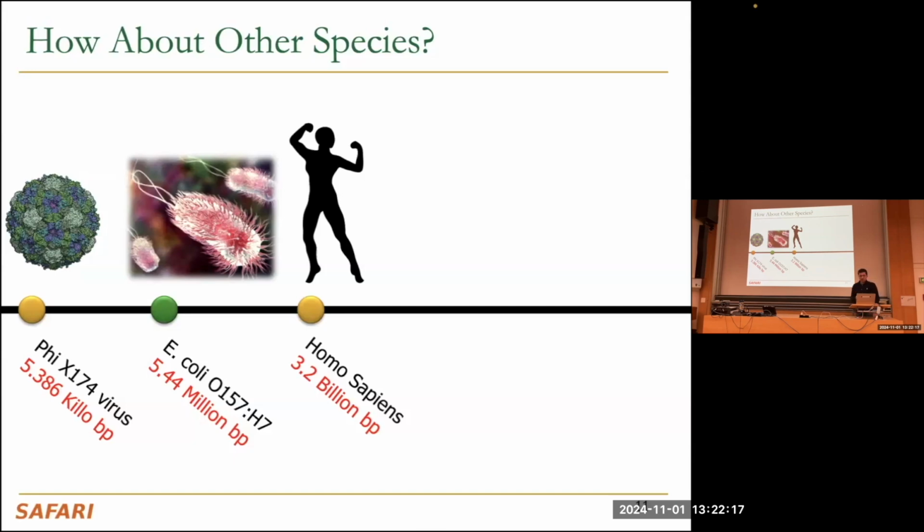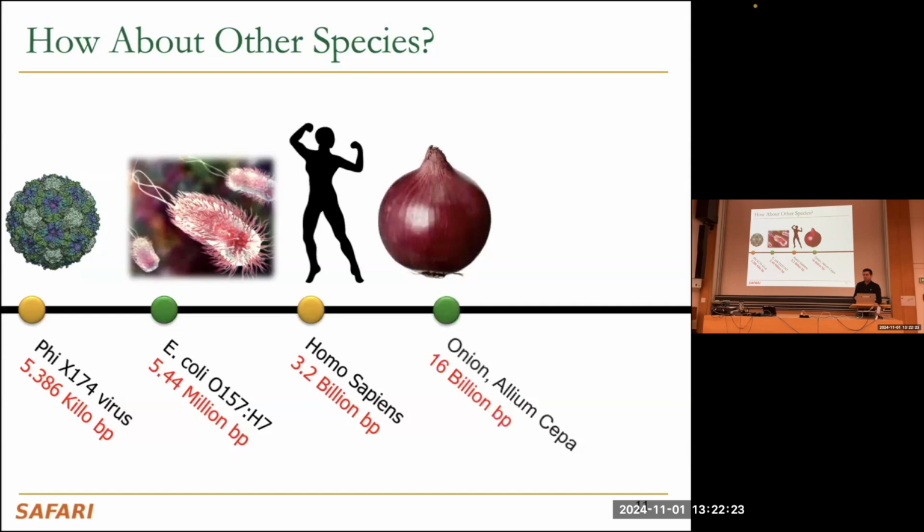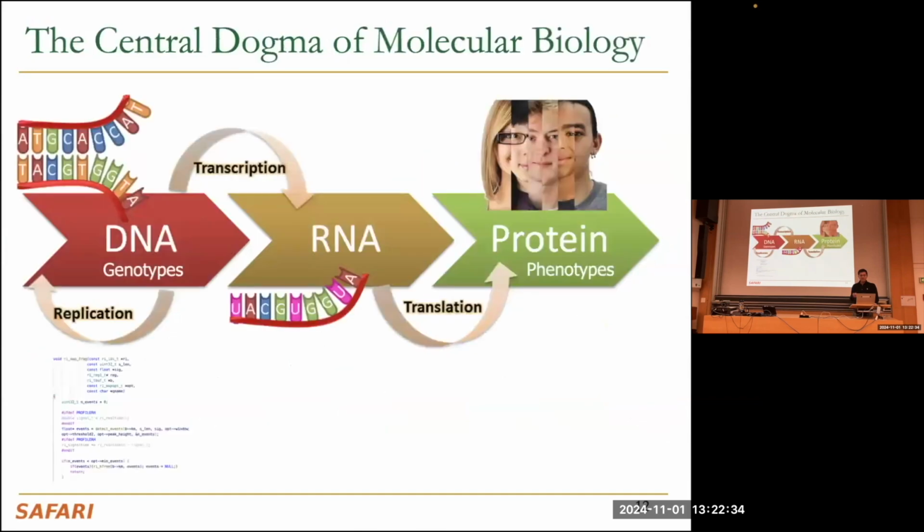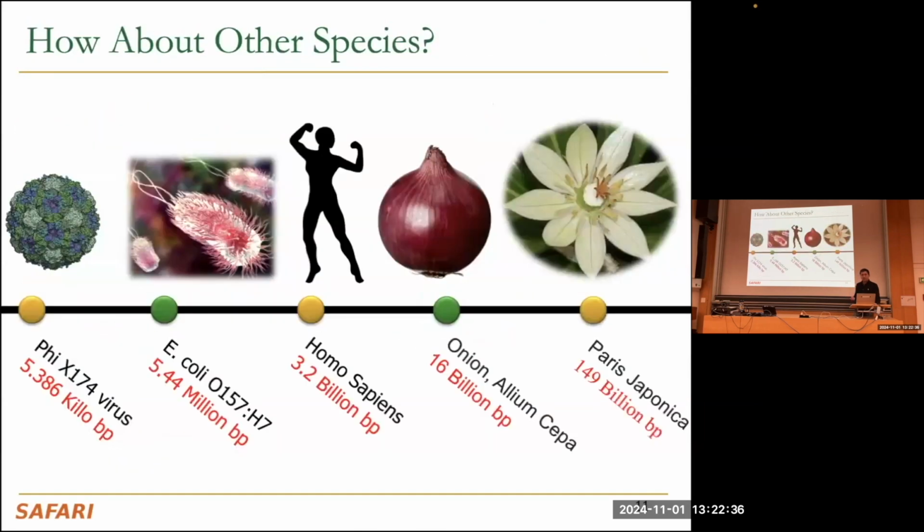Essentially, as the genome size increases, maybe the complexity or the intelligence increases, but this is not specifically the case, because as we move further, what we see is basically an onion, which has a lot larger genome than the humans, and we even have larger genomes. So basically, this tells us something, which is the genomic data.